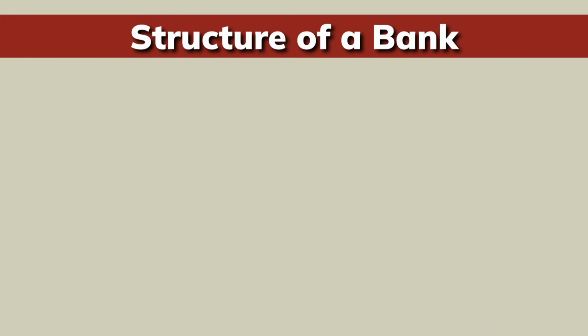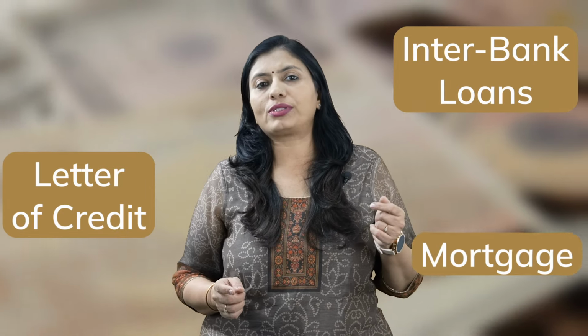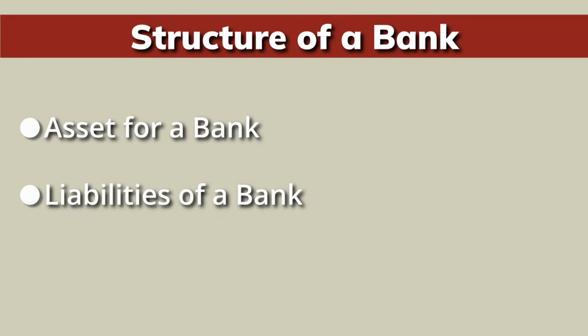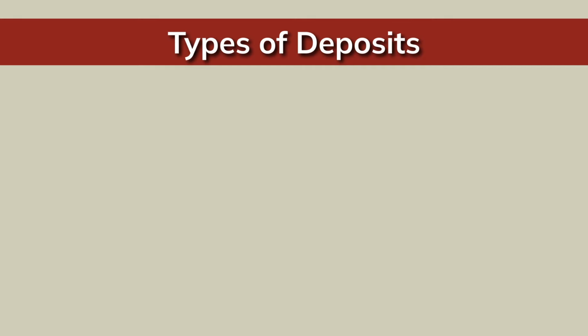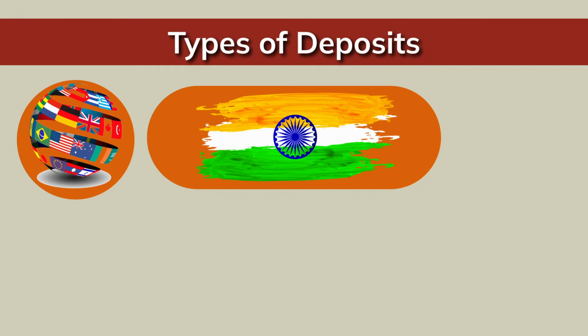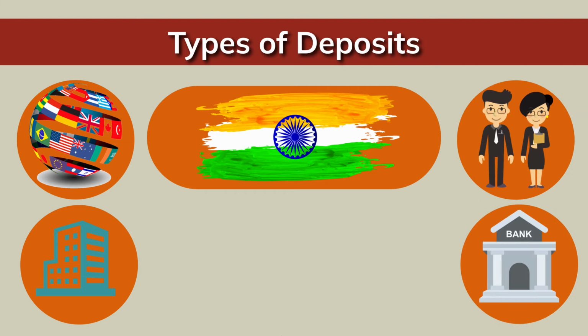Let's understand the structure of a bank. Assets for a bank: the asset portion of a bank's capital includes cash, government securities, and interest-earning loans, for example, mortgages, letters of credit, and interbank loans. Liabilities of a bank: the bank's main liabilities are its capital, including cash reserves and often subordinated debt, and deposits. The latter may come from domestic or foreign sources, corporations and firms, private individuals and other banks, and even governments.